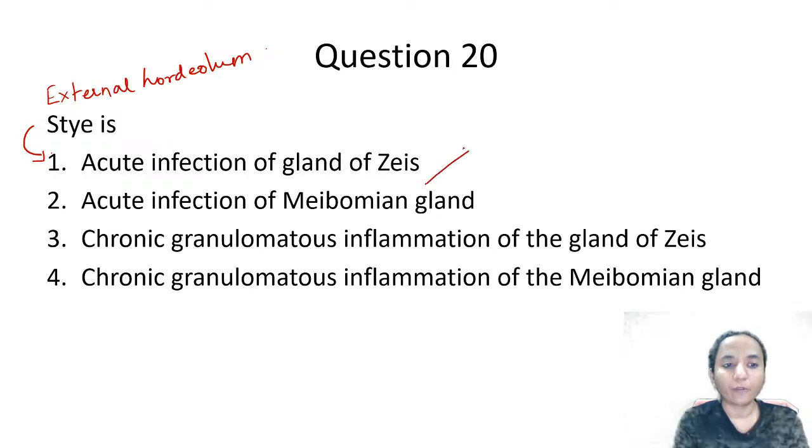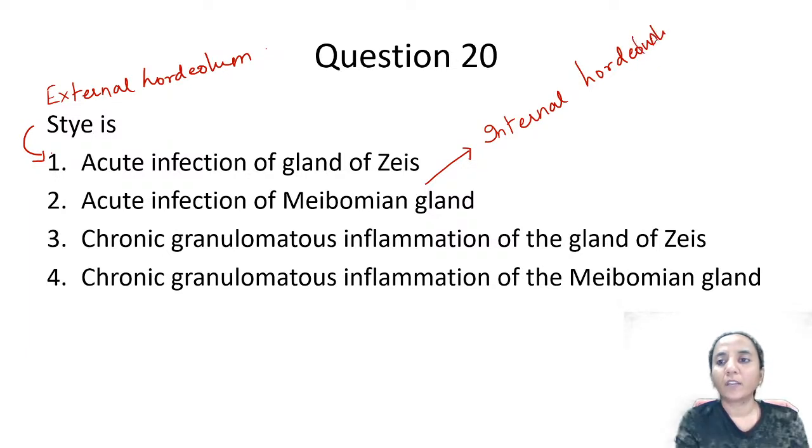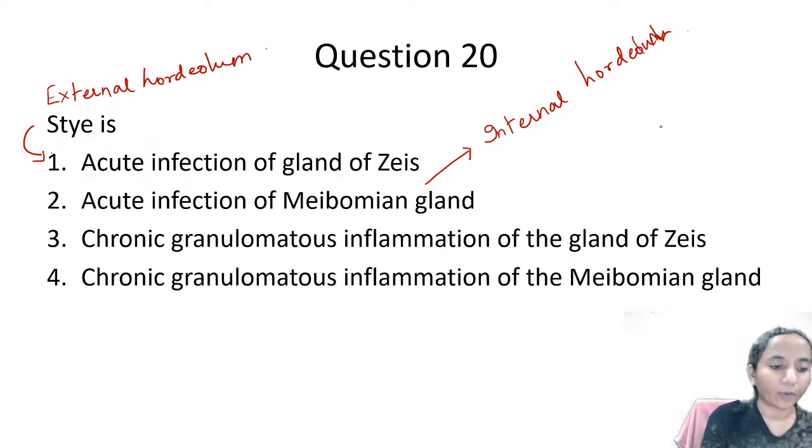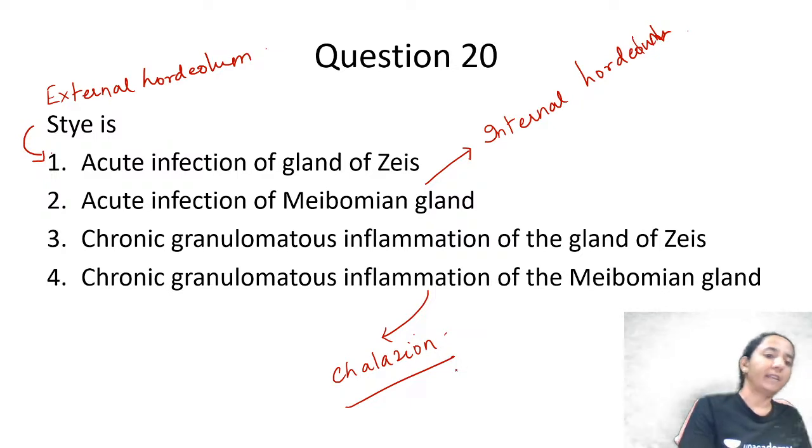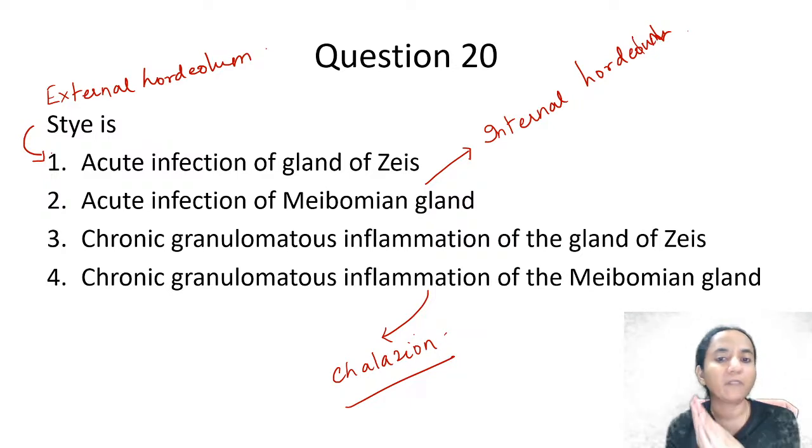Now where many of you have gone wrong is this. Acute infection of the meibomian gland is an internal hordeolum. So that's not external hordeolum or STI, that is internal hordeolum. Acute infection of the gland of Zeiss is the external hordeolum or STI. And chronic granulomatous inflammation of the meibomian gland is a chalazion. So external hordeolum, acute infection of the gland of Zeiss. Internal hordeolum, acute infection of the meibomian gland. And chronic granulomatous inflammation of the meibomian gland is a chalazion.